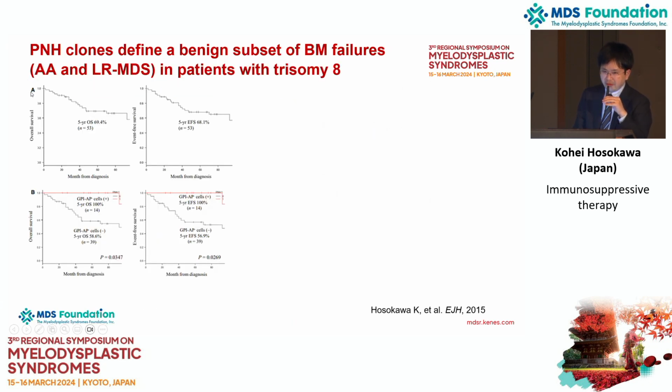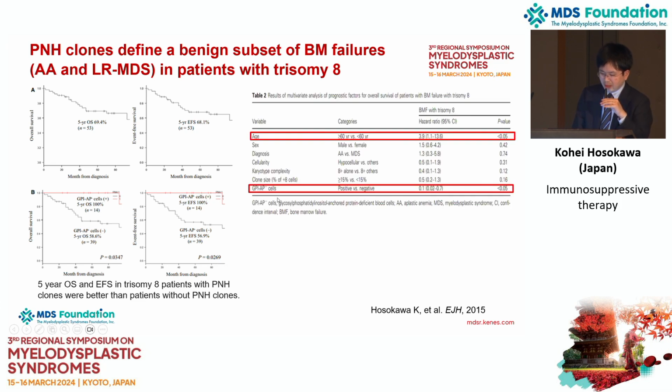Also, the PNH clones define a benign subset of bone marrow failures in patients with trisomy 8. If you see the overall survival or event-free survival of the patients with trisomy 8, then the patients with PNH clones had better overall survival than the patients without PNH clones. And this is the result of the multivariate analysis: younger age and the presence of a PNH clone are good prognostic markers in patients with bone marrow failure with trisomy 8.